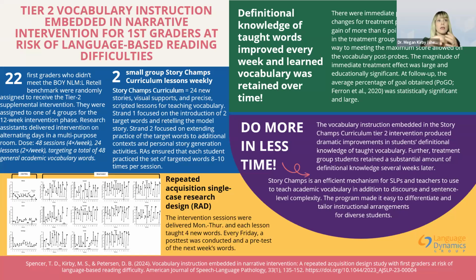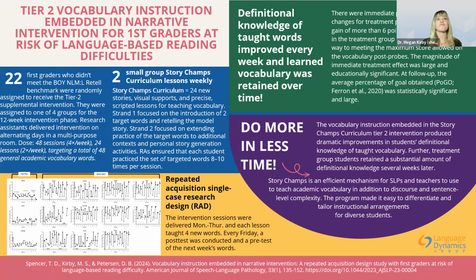The first strand was like, hey, we're gonna have lessons that focus on retells using these target vocabulary words that are embedded within the story. And then we had them extend practice of using those vocabulary words to personal storytelling or additional center-based activities, right? Or writing activities. But every lesson, the students worked on each of those words between 8 and 10 times. And I believe that there are 4 words. Yes, 4 words. The lessons happened twice a week and they targeted about 48 total words.